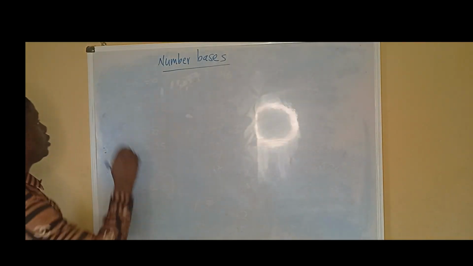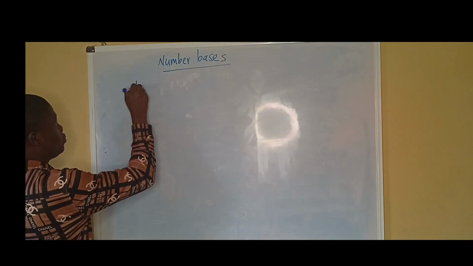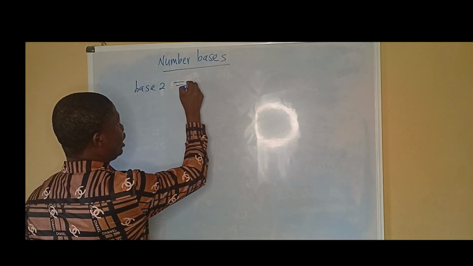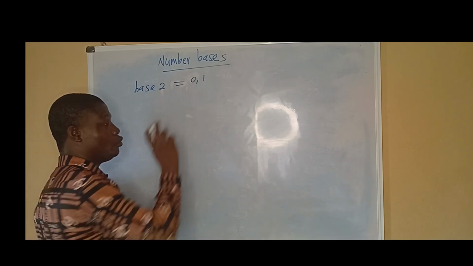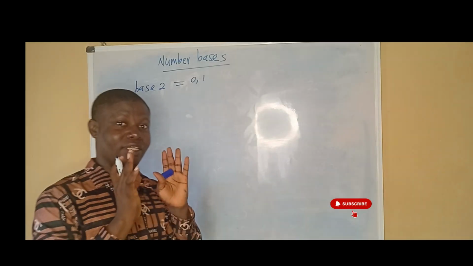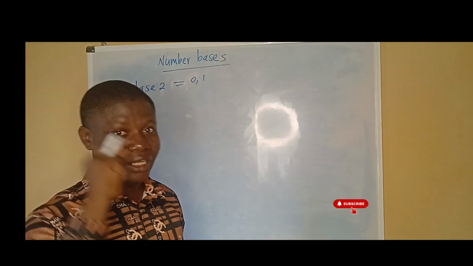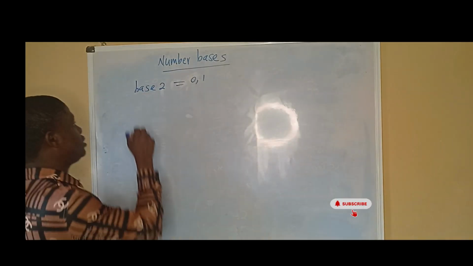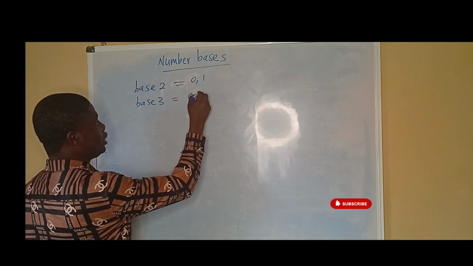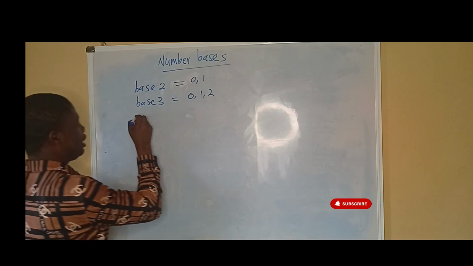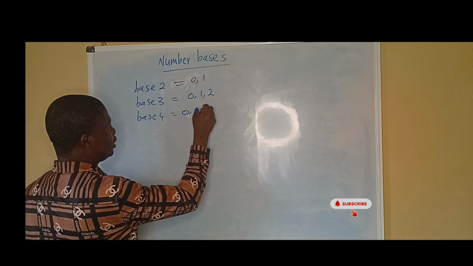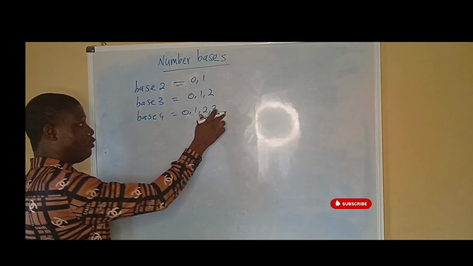For instance, if you have numbers in base 2, you can have 0, you can have 1, but you cannot have 2. That is why I said a number in any given base is always one less than that base. The same thing goes for numbers in base 3: you can have 0, 1, 2. In base 4, you can have 0, 1, 2, 3, but you cannot have 4.